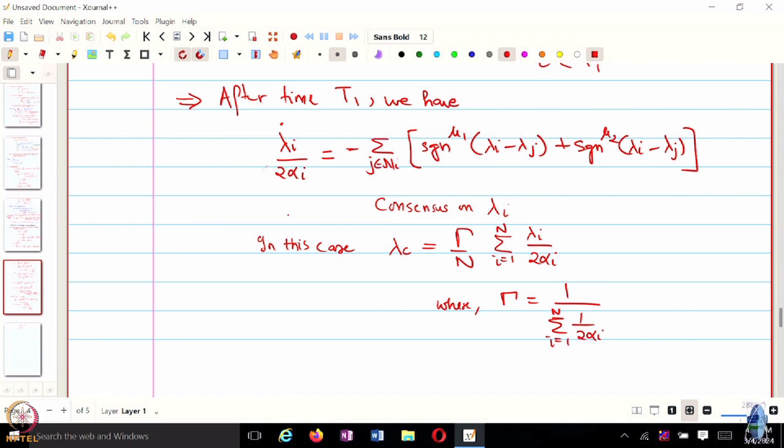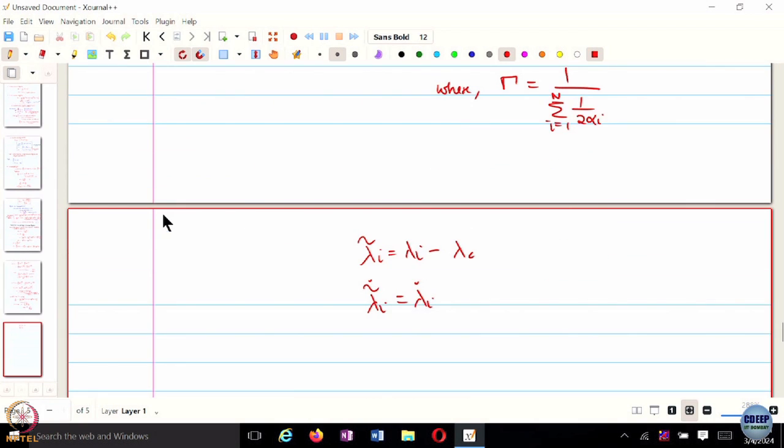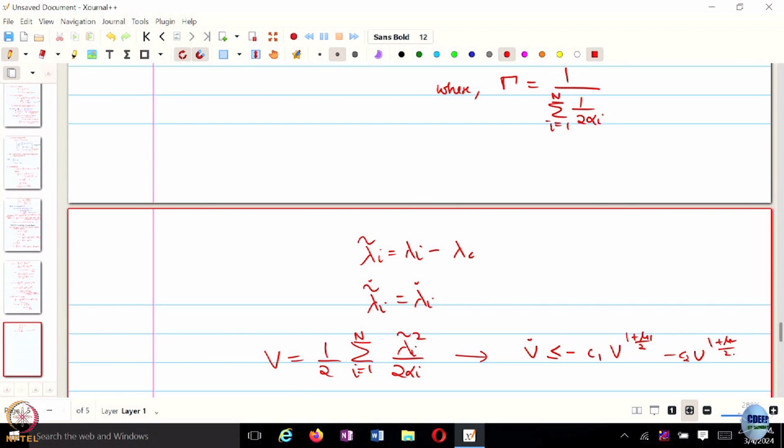And therefore, you will be able to convert this, and the Lyapunov function that you need to choose in this case is lambda tilde I square over 2 alpha I. So, with this choice of Lyapunov function, you would be able to follow the proof as it is, as we had used in previous lectures, and you would be able to show that V dot is less than or equal to some C1 V to the power of (1 plus mu 1) by 2. And therefore, this consensus would happen in a fixed time.